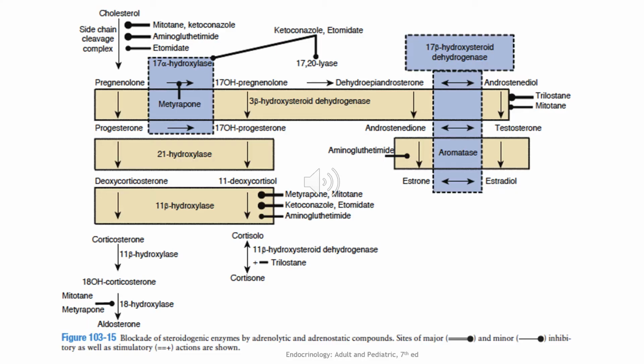This illustration shows you some of the most common drugs employed in the medical management of hypercortisolism and the enzymes they block in the steroidogenic pathway. Metyrapone inhibits cortisol synthesis at the level of 11-beta hydroxylase, whereas the antimycotic drug ketoconazole inhibits the early steps of steroidogenesis. Mitotane is an adrenolytic drug which is also effective for reducing cortisol level.